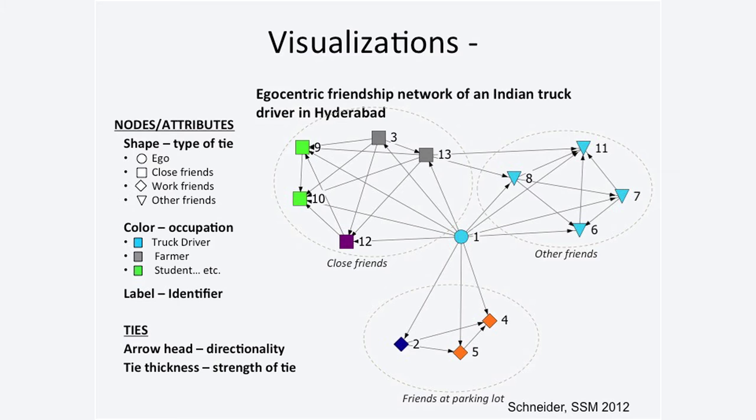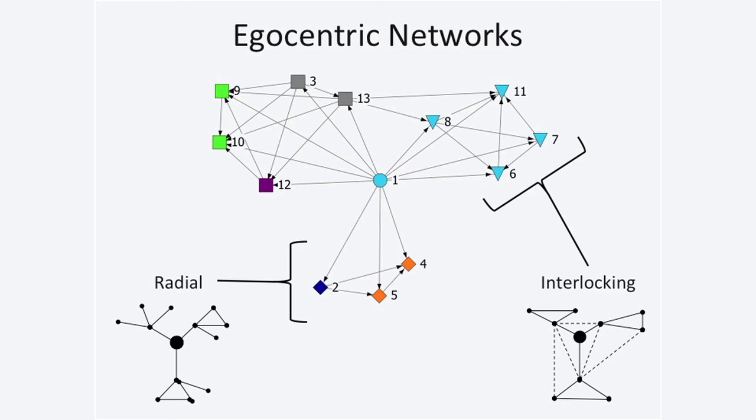One of the things is, you can see over here, this is what we call an interlocking pattern. So this group over here, the other friends, are connected to the close friends over here. There's a few ties that share it. But we can see this radial pattern over here. These are his truck driver friends at the parking lot. They're not connected to the other groups, okay?